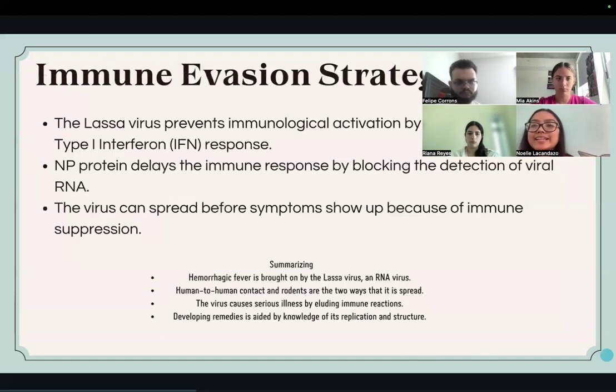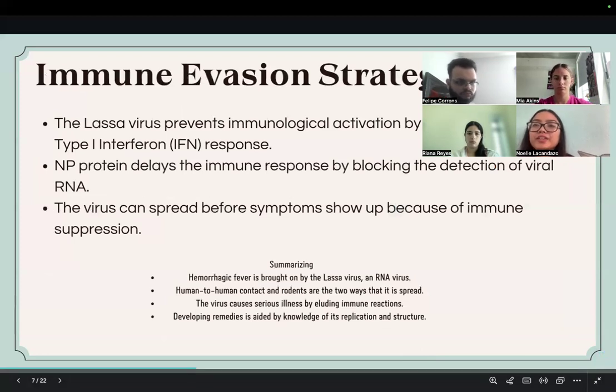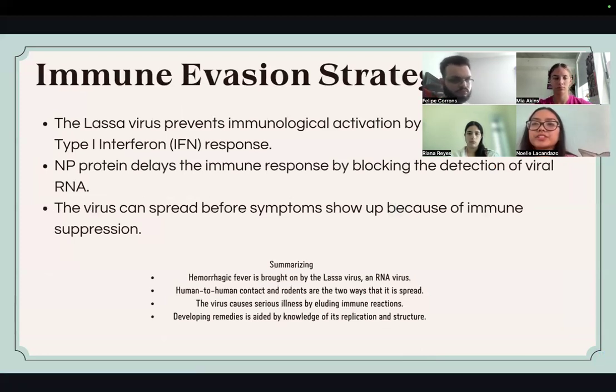In the next slide, we talk about immune evasion strategies. So the Lassa virus prevents immune activation by suppressing the type 1 interferon, which is the IFN response. The Lassa virus's capacity to elude the immune system is one of the reasons it is so hazardous.